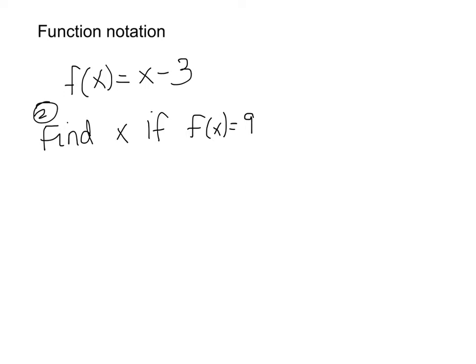So here we're going to think about 9 is equal to x minus 3. And we can easily solve this for x by adding 3 to each side. And we'd get the x value would have to be 12. Okay, if we want to find the y value is equal to 9, we plug in 9 for f of x, and then we solve for x. We get x equals 12 in this case.